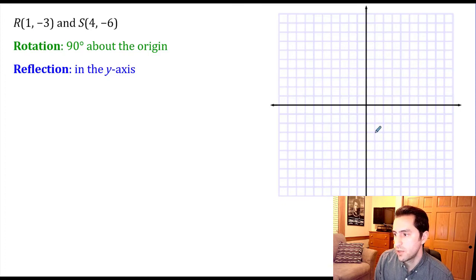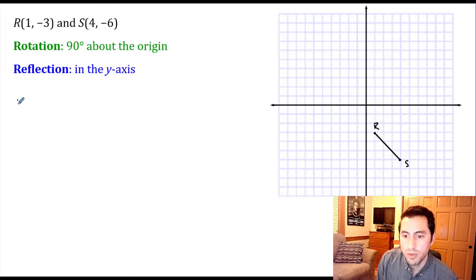1, -1, 2, 3, here's R. And then 1, 2, 3, 4, 1, 2, 3, 4, 5, and 6. So R and S, and I'll connect those together to form our segment. And now let's do the rotation first. So same idea, let's use our coordinate rules to keep track of what's happening to our points. So R is 1, -3. S, we have 4, -6.